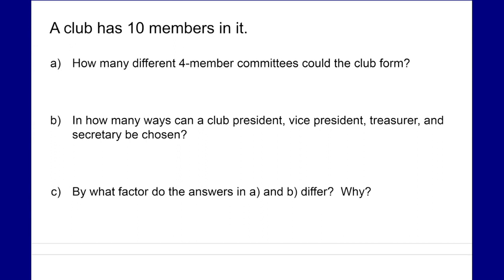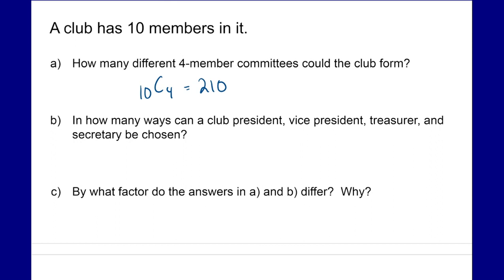The next question: a club has 10 members in it. How many different 4-member committees could the club form? So in this case, again, we're making a 4-member committee. So we have 10 choose 4, which equals 210.